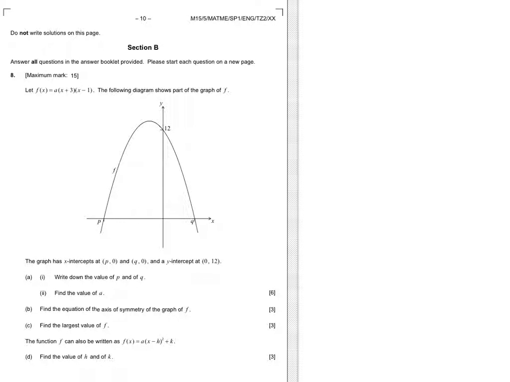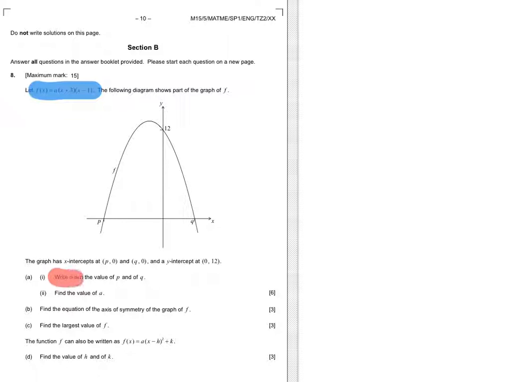Okay, this is May 2015, paper 1, time zone 2, question number 8, first section B question on this paper, and it's all about quadratics. So, we've got f of x is equal to this function here, and we've got a diagram that shows us what the curve of that looks like. And part A says write down the value of P and Q.